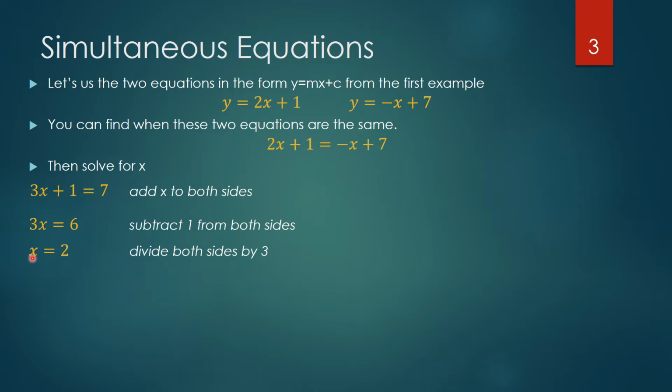So now we have found the value for x, x equals 2. So that's what we found on the graph. We saw that they crossed over when x was 2. Now we just need to find the value for y.